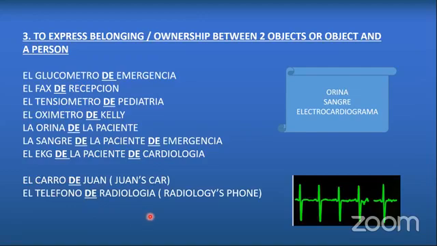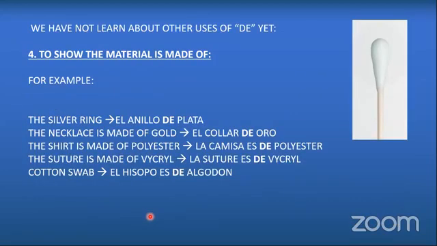Next one here. We have not learned about other uses of de yet, but because this is a grammar lesson, I'm going to start putting these examples here. We use de also to show the material things are made of. For example, the silver ring, el anillo, ring, el anillo de plata, plata is silver, el anillo de plata.